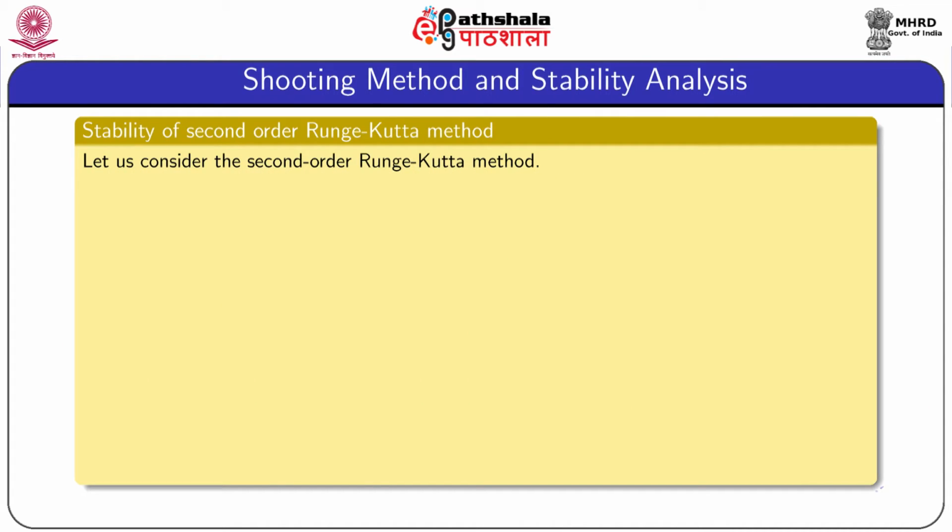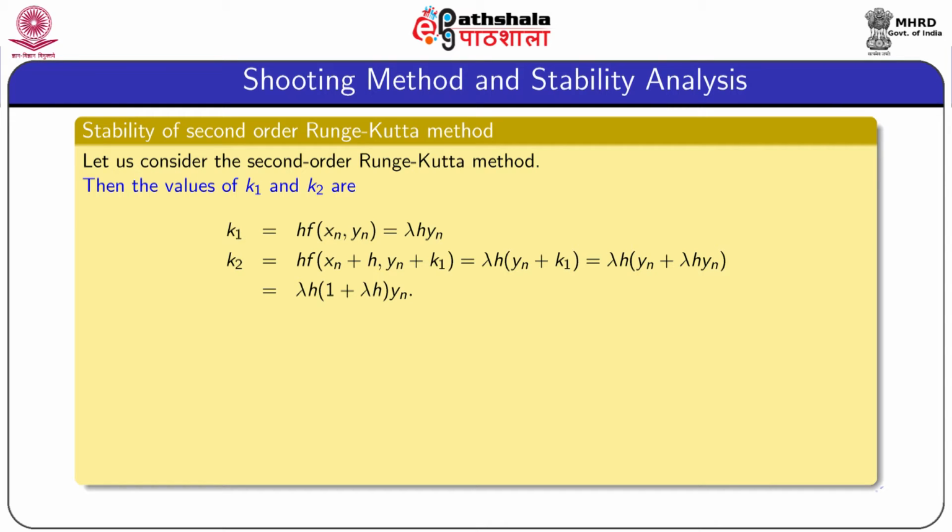Now, let us consider the second order Runge-Kutta method, and we shall discuss the stability of this method by considering different values of lambda. First we calculate the values of the parameters k1 and k2, which appear in the formula of the second order Runge-Kutta method. For the given model differential equation, k1 is equal to lambda h into yn, and k2 is lambda h into 1 plus lambda h into yn.